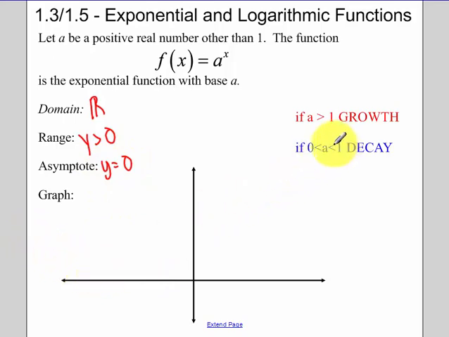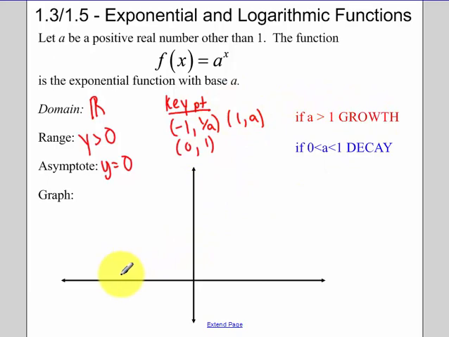And we have a growth function or a decay function, and that all depends on a few things. First, I want to talk about a few key points that we're going to be graphing. One of the key points is if you make your exponent negative, you get 1 over a. Make your exponent 0, anything to the 0 power is 1. And then 1 and a. And that's going to give you an idea of what the graph looks like when we start translating.